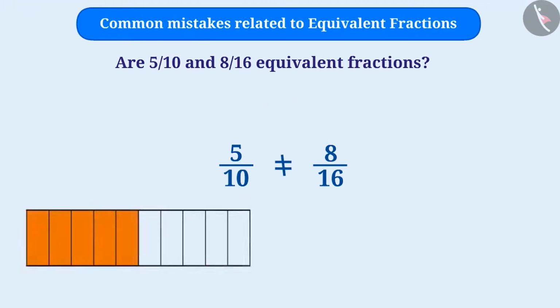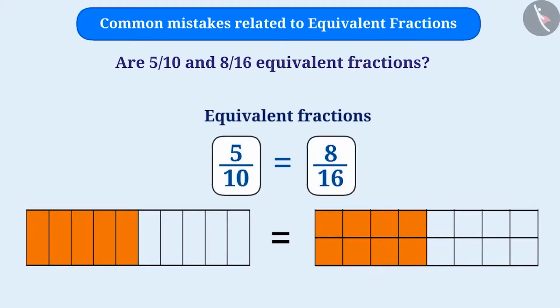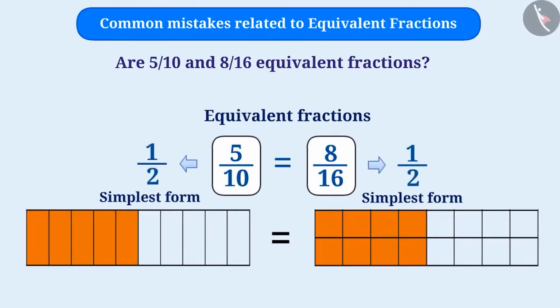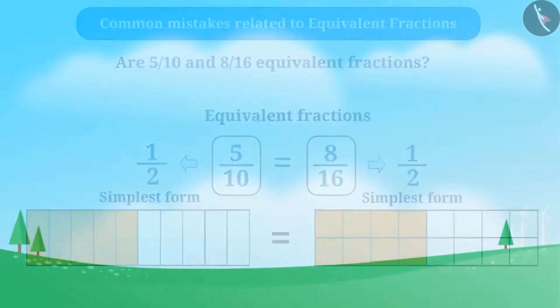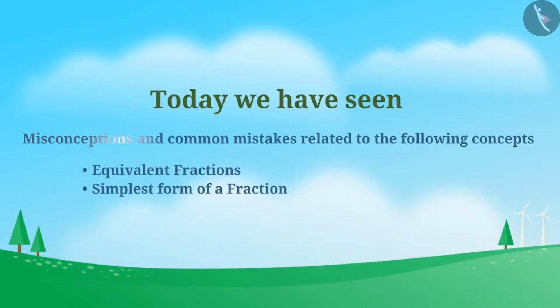As you can see, both 5 by 10 and 8 by 16 represent equal parts. So, they have equal values. That means both are equivalent fractions. By finding the simplest form of the fractions also, we can check whether the given fractions are equivalent fractions or not. Today, we have seen misconceptions and common mistakes related to the following concepts.